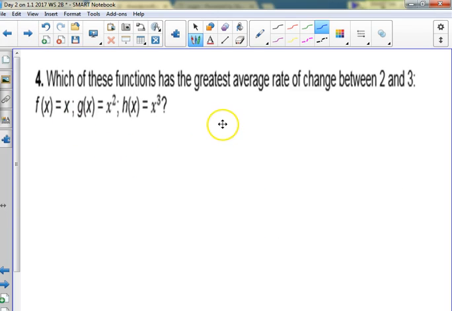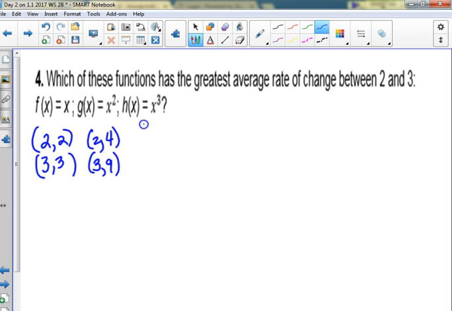Which one of these three functions has a greatest average rate of change between 2 and 3? Ooh, they're trying to be tricky. Okay, if I put a 2 and a 3 into a line, y equals x, what will I get out? I get out a 2 and a 3. What if I put a 2 and a 3 into x squared? Get out a 4 and a 9. If I put a 2 and a 3 into the cubed, 2 times 2 times 2 is 8, 3 times 3 times 3 is 27.